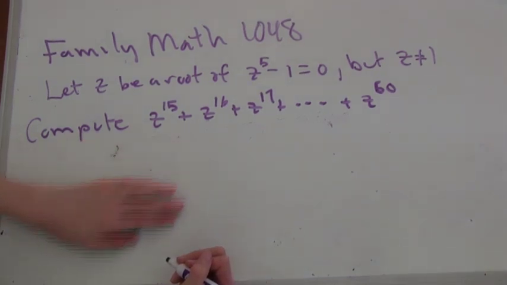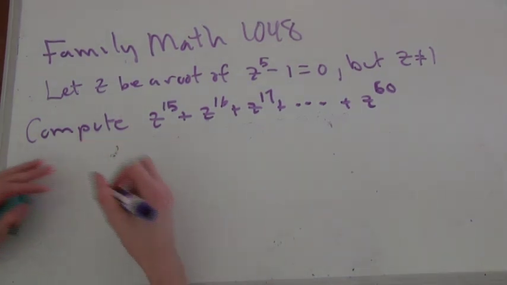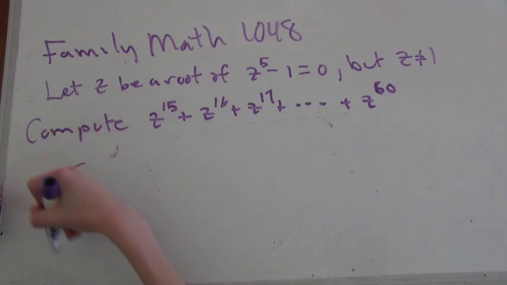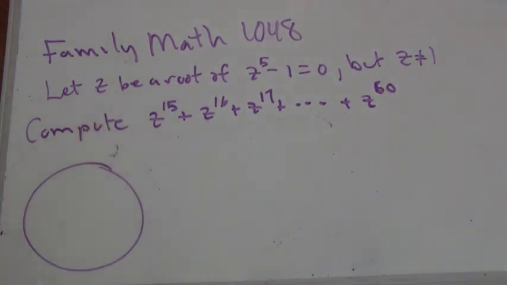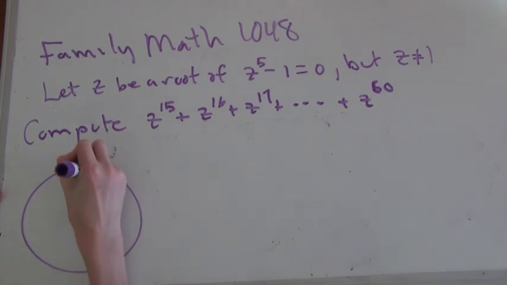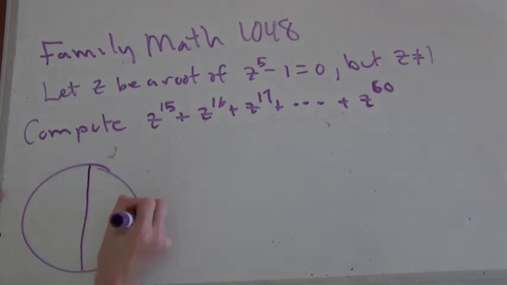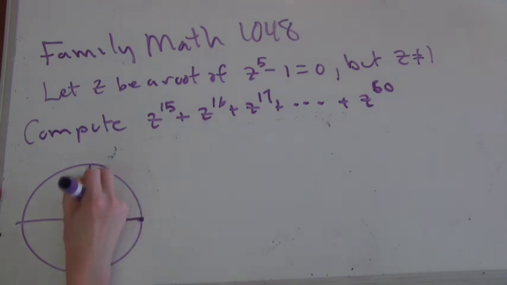Okay, where did the cosines and sines come into play? Well, this is going back to the unit circle, and then putting in our roots of unity.